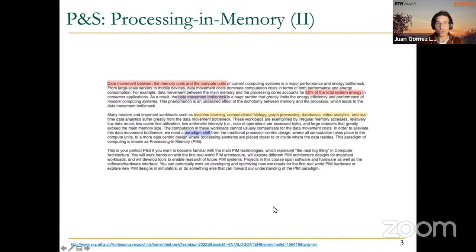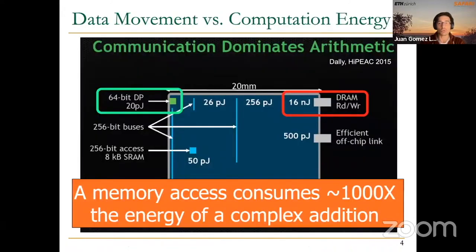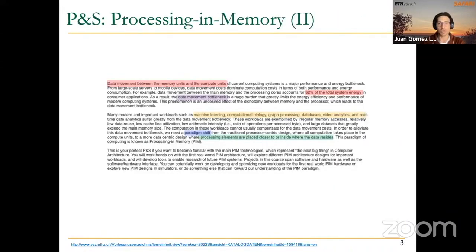And essentially, to overcome this data movement bottleneck, it's necessary to do a paradigm shift in the way that we design computing systems. The key idea is going to be placing processing elements closer to memory or even inside memory. This is what we call processing in memory.